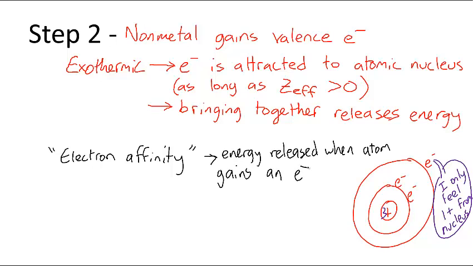So it's the energy released when an atom gains an electron. It's called the electron affinity. So we can actually look up these numbers. We can look up electron affinities, and we can look up ionization energies and compare them.